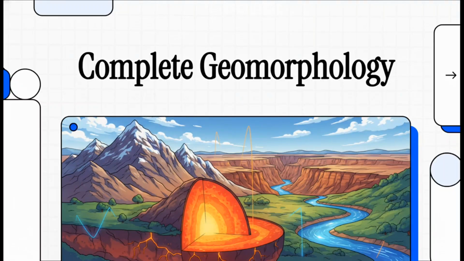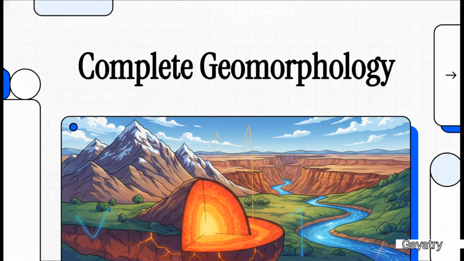Have you ever just stopped and stared at a towering mountain, a massive canyon, or even a simple curve in a river and wondered, how on earth did that actually get there? Well, if you have, you are in exactly the right place. Welcome to today's Explainer. This is our master guide where we are breaking down complete geomorphology.